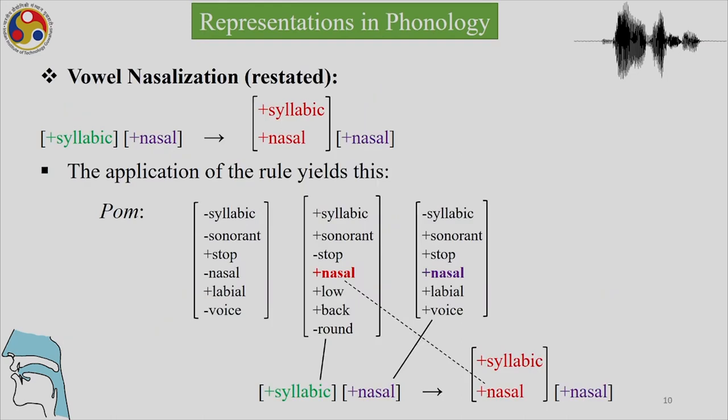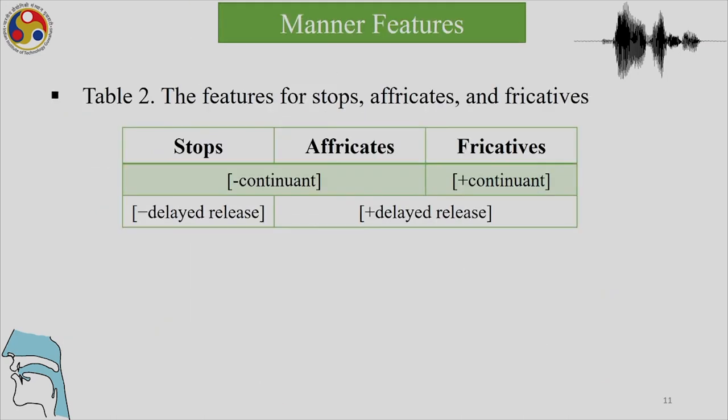And if we use more pertinent features, then our rules give us more general ideas about phonological processes happening in the data. So, in the last lecture, this is what we had shown with regard to stops and fricatives, that both stops and affricates are within the natural class of minus continuant, whereas fricatives fall within plus continuant. And on the other hand, affricates and fricatives fall within the domain of plus delayed release, and stops alone belong to the natural class of minus delayed release.